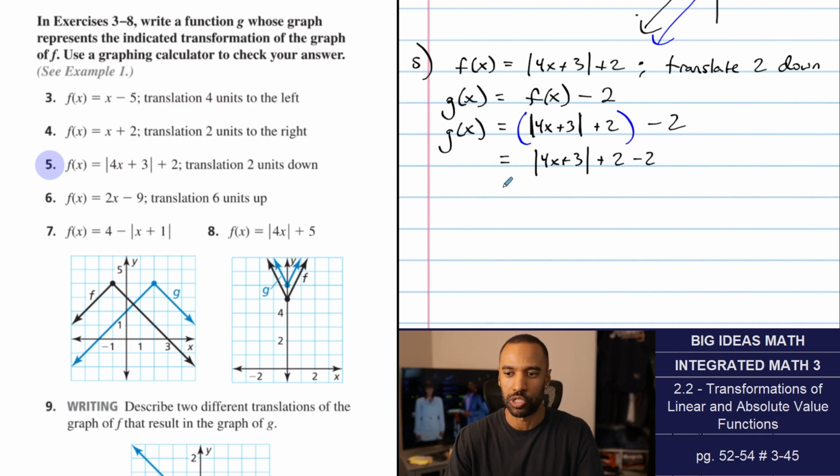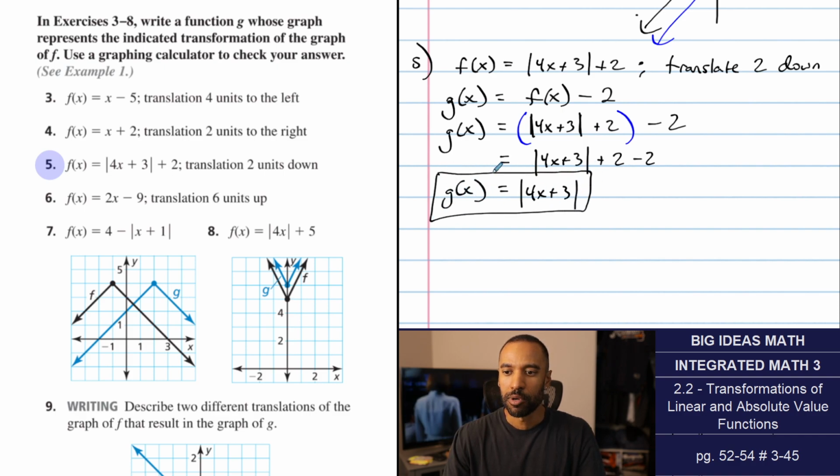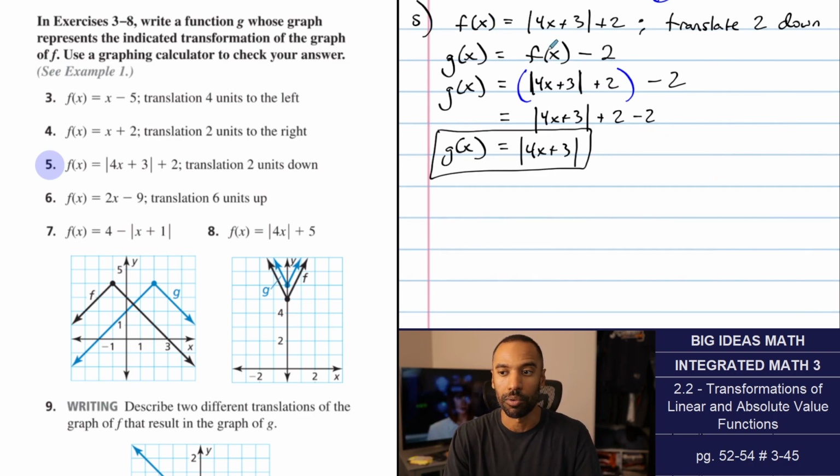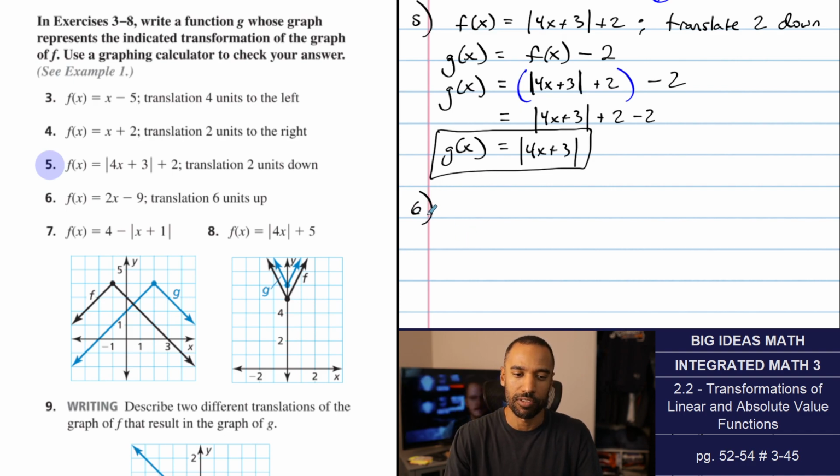But 2 minus 2 is 0. So you're just left with absolute value of 4x plus 3. And I think most people would agree and understand that this is indeed 2 down from where this was. The plus 2 makes it 2 higher. This makes it 2 lower. Do you have to write all that work to make that happen? No. A lot of people are probably good with taking this one away. But it depends on the severity of the problem.